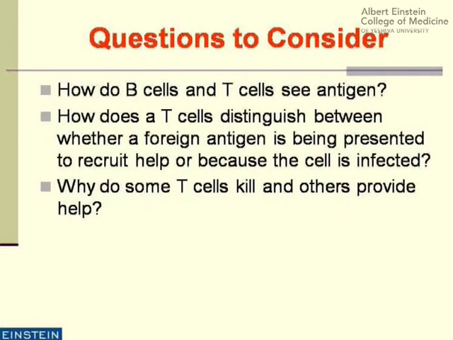So to start off with, the questions we want to consider are, first of all, how do B cells and T cells see antigen? And how does a T cell distinguish between whether a foreign antigen is being presented to recruit help or because the cell is infected? And obviously, if it's to recruit help, you don't want to kill the cell, you want to help the cell. And if it's because the cell is terminally infected and can't be saved, then you want to kill the cell. So how do T cells know how to distinguish between those scenarios?